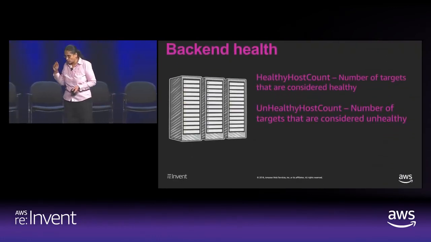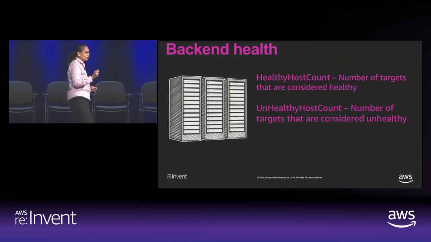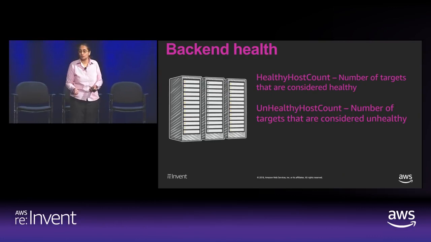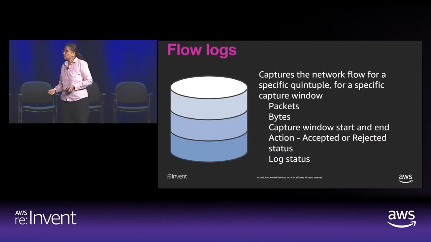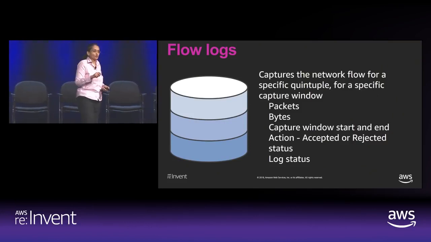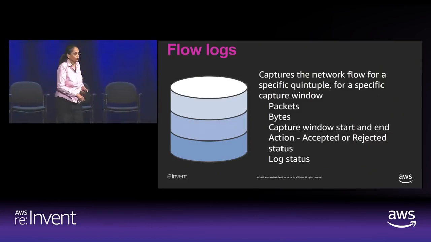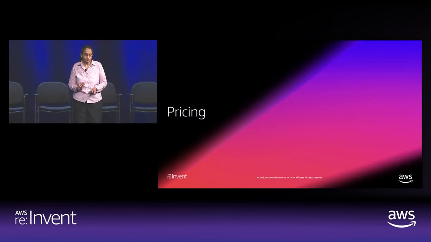Last, for the host health count, to look at how available your application is, you want to monitor both the healthy host count and also the unhealthy host count. Just like the application load balancer, instead of access logs, we have flow logs on the network load balancer. If you want to go deeper, debug your applications, you want to look at the flow logs.